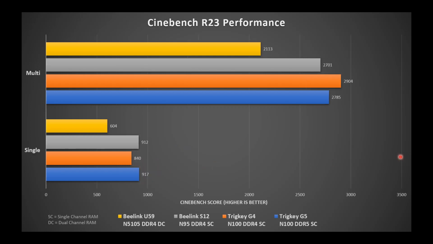But definitely the newer chips did perform much better. Now when it comes to Cinebench, you can see here, in this case, higher is better because it's a higher performance score. The Beelink U59 tended to lag behind in both single and multi-core performance metrics, although the N95 and the N100, both with DDR4 and DDR5, were pretty much neck and neck over here, with the G4 clearly ahead in the multi-core performance.